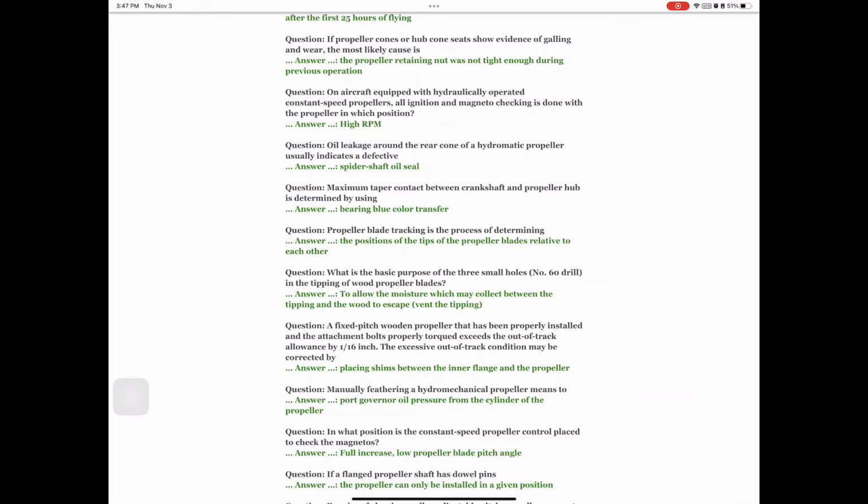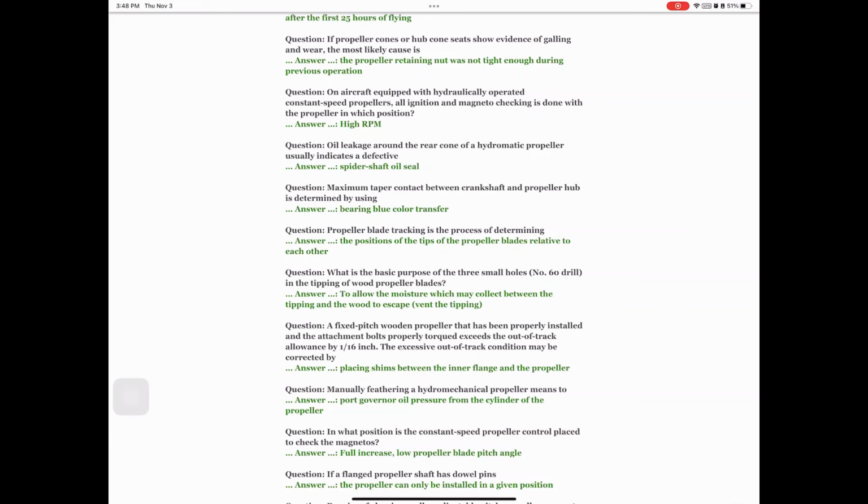Question. Propeller blade tracking is the process of determining? Answer. The positions of the tips of the propeller blades relative to each other. Question. What is the basic purpose of the 3 small holes, number 60 drill, in the tipping of wood propeller blades? Answer. To allow the moisture which may collect between the tipping and the wood to escape, vent the tipping.